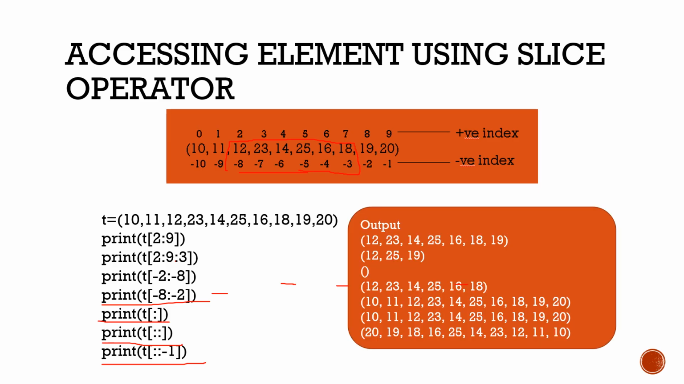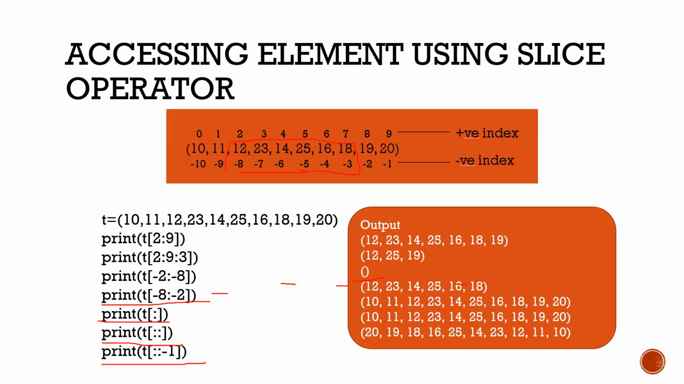Now look at the output. So 2 to 9, 12, 23, 14, 25, 16, 18 and 19. 2, 9, 3 means the elements present at the second, fifth and 8th position: 12, 25 and 19. Minus 2 to minus 8 is not proper indexing, so it's going to give you only empty parenthesis. Minus 8 to minus 2 means the elements present from minus 8 position: 12, 23, 14, 25, 16, 18.